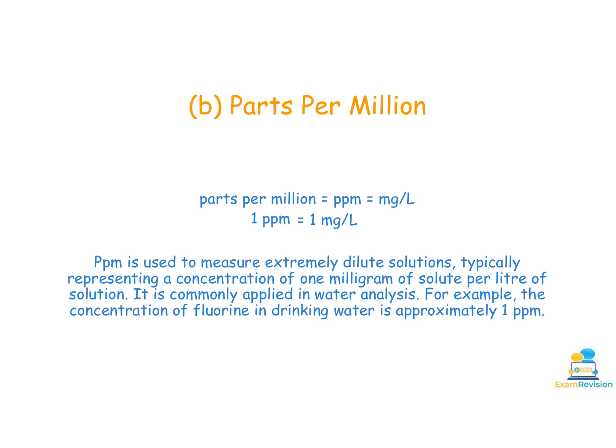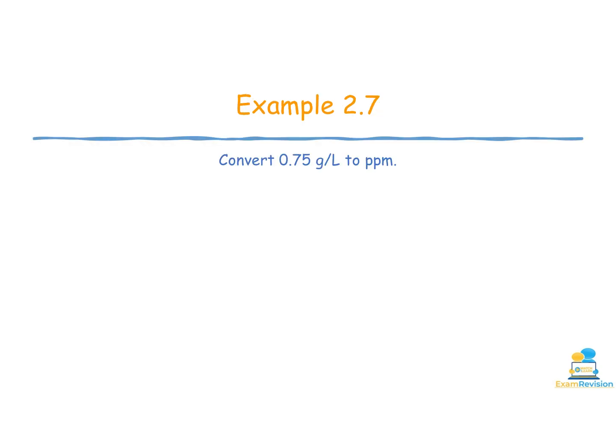We'll be dealing with water analysis an awful lot in Leaving Certificate Chemistry. For example, the concentration of fluorine in drinking water is approximately 1 ppm, so 1 milligram of a fluorine-containing compound will be found in 1 litre of water. Where you'll most likely see ppm is when you're doing titrations in relation to water. And the reason why we express a concentration in ppm is because when it's expressed in grams per litre or even moles per litre, whatever it might be, the values are quite small. So when it's expressed in ppm, it's much easier to read.